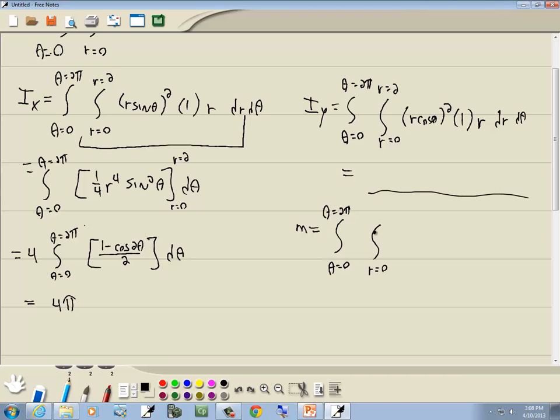r equal to 0 to r equal to 2. And then we need rho in here. Rho is 1. Now we need the extra r that I seem to always forget. And then dr d theta. And that'll give you whatever.